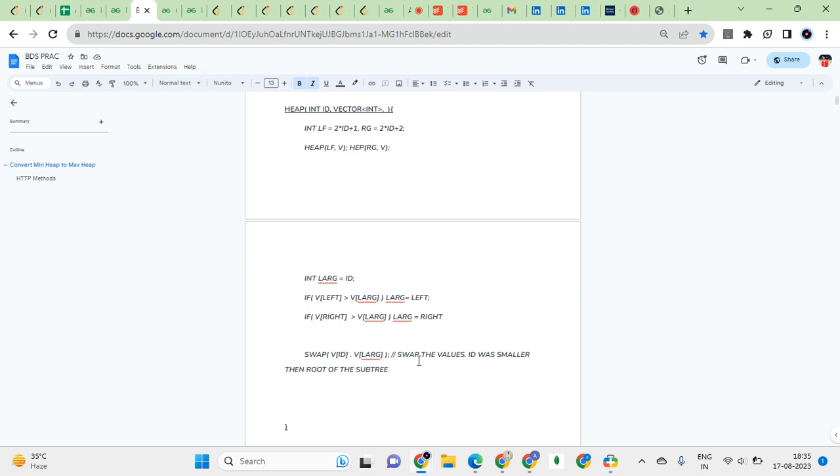I think this part you only do if largest is not equal to id, right? Because id is fixed. Largest is not equal to id, so I swap. First of all, I take the maximum value to my id, and then I call on largest. Largest is basically that index where id now goes.